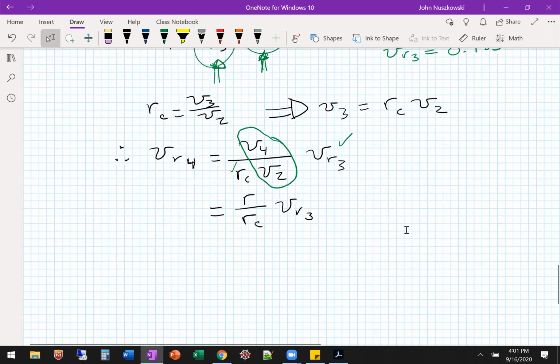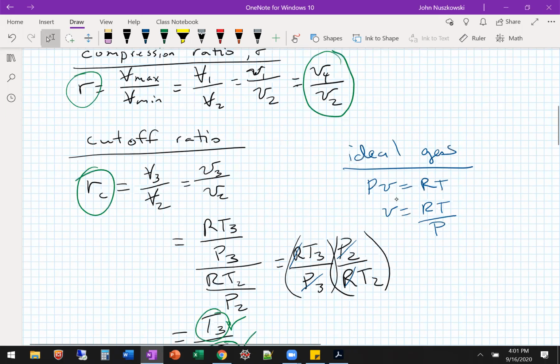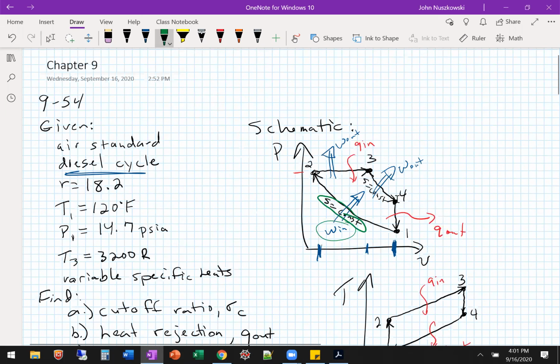So then we have this. So that one required a little bit of manipulation. I'd say it's a trickier one to get that state 4. But the reason you can is because we have a ratio defining 4 and 1 in volume to 2, and then we also have one that defines 3 to 2 with the cutoff ratio, right? So then we should be able to use those two to get a ratio from 3 to 4, and that's what we did, okay?